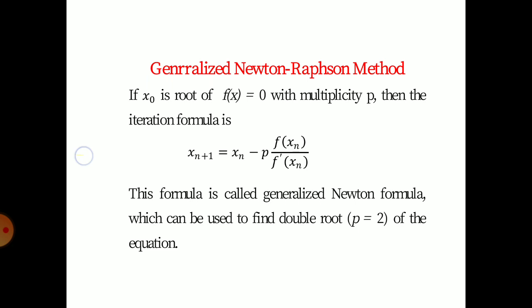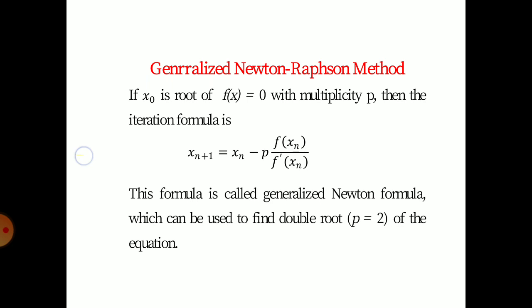This formula can be used to obtain the double root of the given equation f of x is equal to 0. That means p is equal to 2. When we have to find a triple root, we have to consider p is equal to 3.